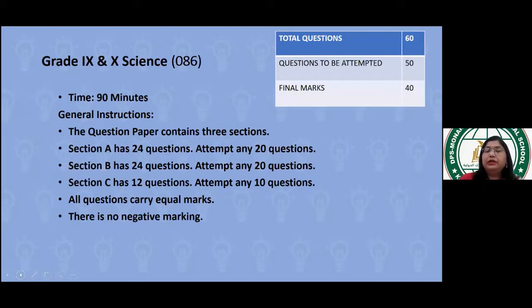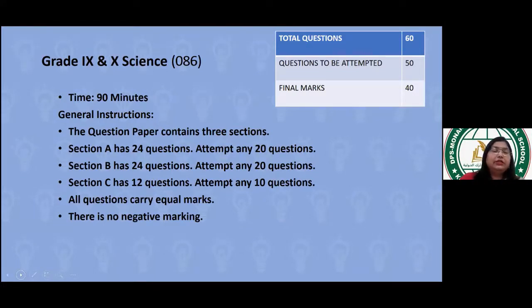Coming to the theory paper pattern, the question paper will have multiple choice questions, including case-based studies, assertion reasoning questions, picture-based questions, and graph-based questions, which is common for all. This is for both 9 and 10.